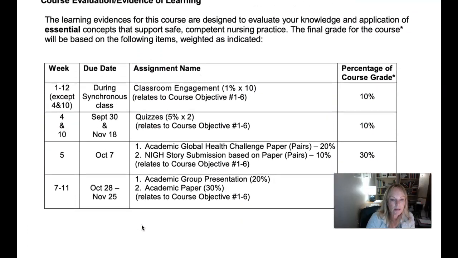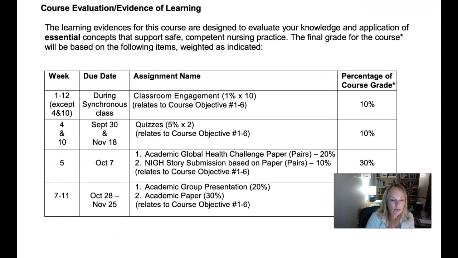The next part is what everyone wants to understand. How am I going to be graded in this course? I have significantly decreased the amount of assignments this semester based on student feedback from last semester. So 10% of your grade is going to be based on small 1% assignments that you will do during our Zoom engagement. There'll be 2 quizzes based on course material and chapters from the textbook worth 10%.